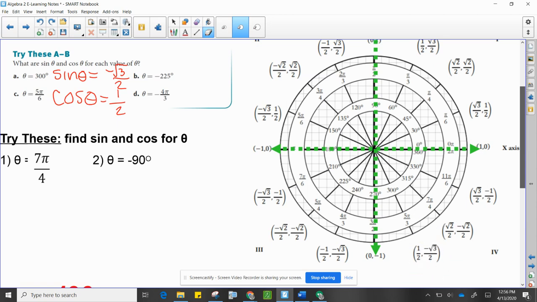Okay, so let's do the next one. It's negative 225 degrees. So it's going to be a little different because we have a negative angle. Remember, when we had negative angles, we started at our positive x-axis and we would rotate downwards. So we're going to be going in the opposite direction.